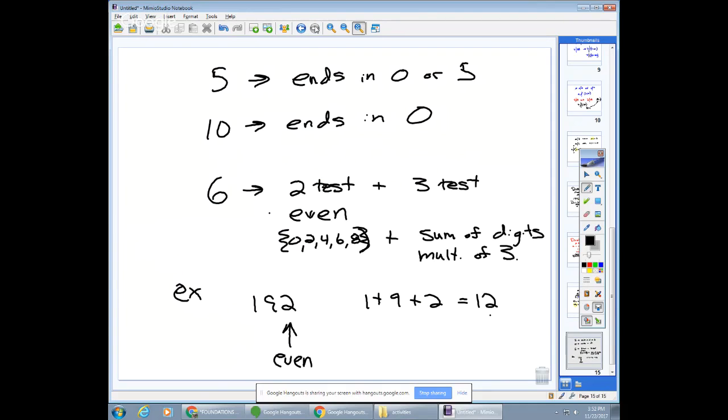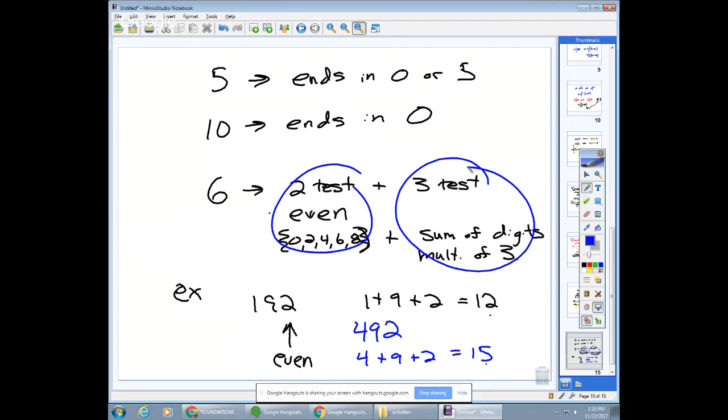And then consider something like 492 as another example. It's even, right? And if I look at the sum of the digits, that's 4 and 9 and 2. 4 and 9 is 13, 14, that adds up to 15. 3 goes into 15. So this is even and it meets the test for 3. So my claim is 6 goes into it, but 15 is definitely not a multiple of 6. So the test has got to be, it's got to meet the 2 test and it's got to meet the 3 test. If it meets both tests, because 2 times 3 is 6, then we're good.